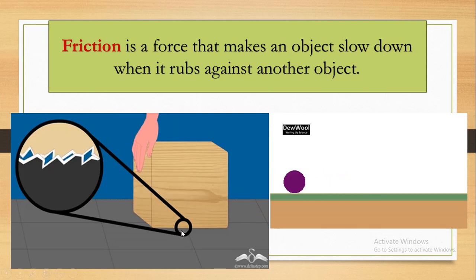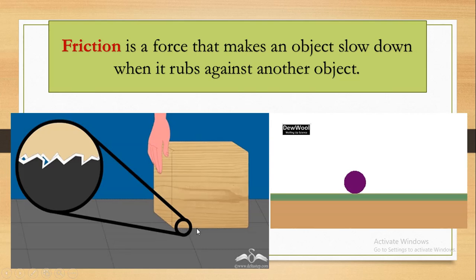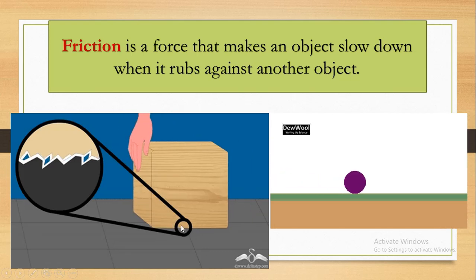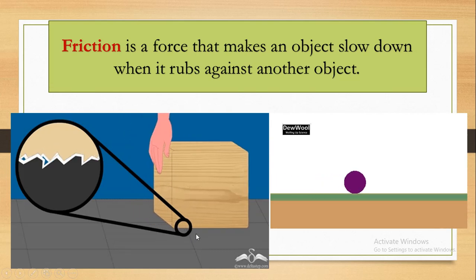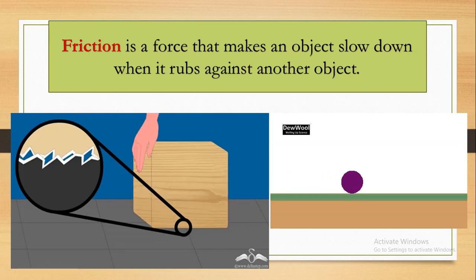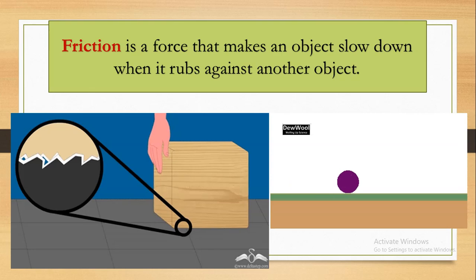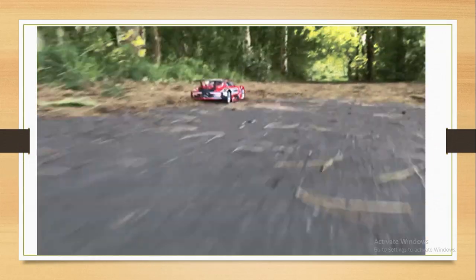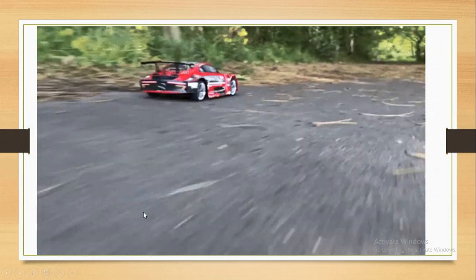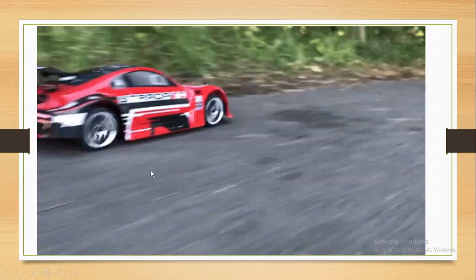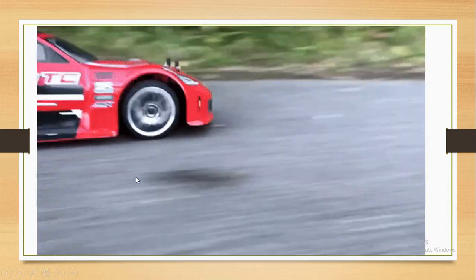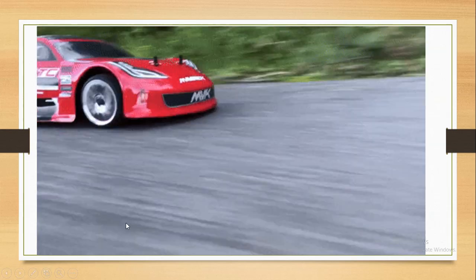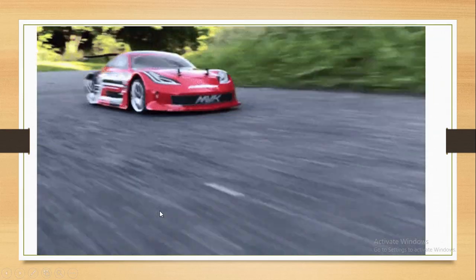See here? There is friction between the bottom of the box and the surface of the ground. This friction makes the box slow down. This car is moving on the road, right? There is friction between the tires or the wheels of the car and the surface of the road.